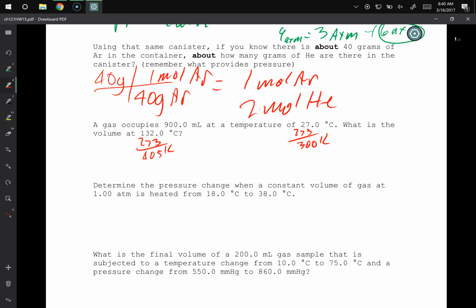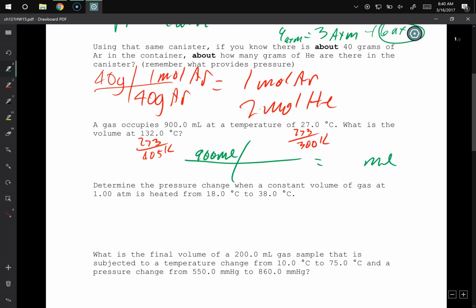Okay. All right, so I've got a gas. It occupies 900 milliliters. I want to know what the volume is at this new temperature. So I'm going to start off by writing my 900 milliliters here because my answer needs to be a volume unit, so that's got to be milliliters. So I've got 2 Kelvin units, and I need both those things to cancel out. So I have to put 1 in the numerator and 1 in the denominator.